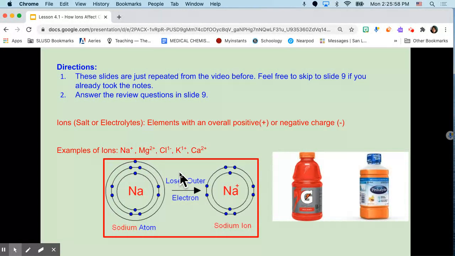And that has something to do with the charge of the electron. So you might be able to figure out if it's because of the charge of the electron, and so forth. But if not, it's okay. Just know that ions are elements with an overall positive or negative charge, meaning they have a plus charge or a minus charge. And these are some examples of ions in our body.